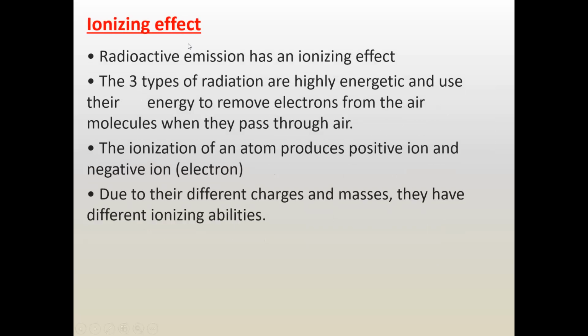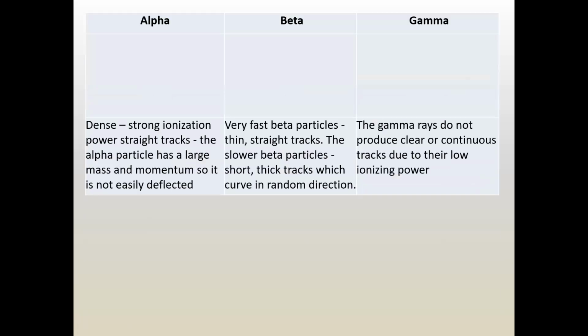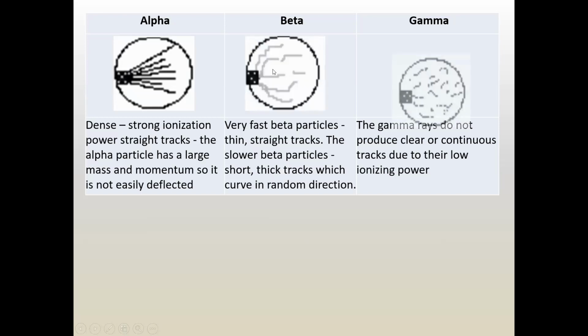As we discussed, the ionizing effect refers to the capability of these radiations to remove electrons from an atom. When we compare the ionizing capability, alpha has a strong ionizing capability. That's why the lines are thick. When alpha is moving through the air, it causes more air particles to ionize, so it produces thick lines. Whereas for beta the lines are thin, and for gamma the lines are short as well as discontinuous.